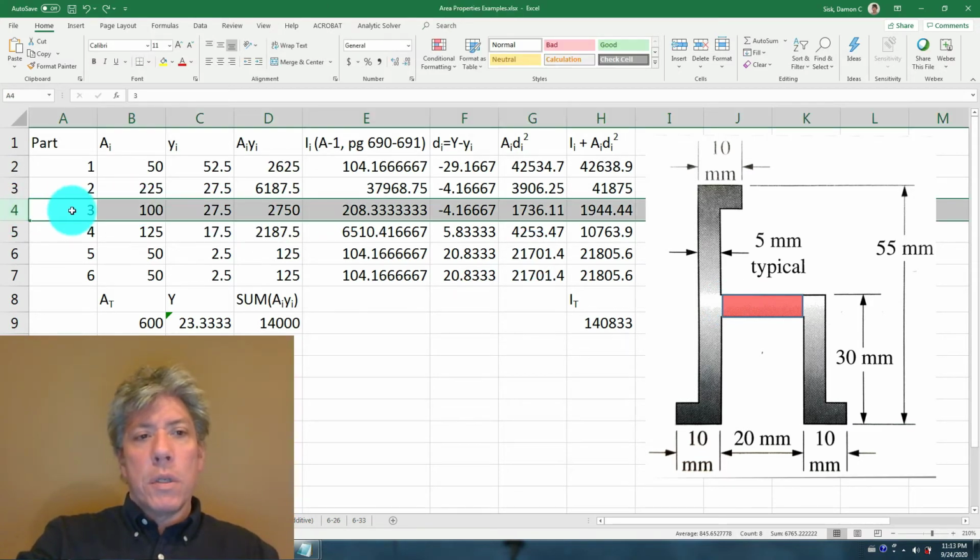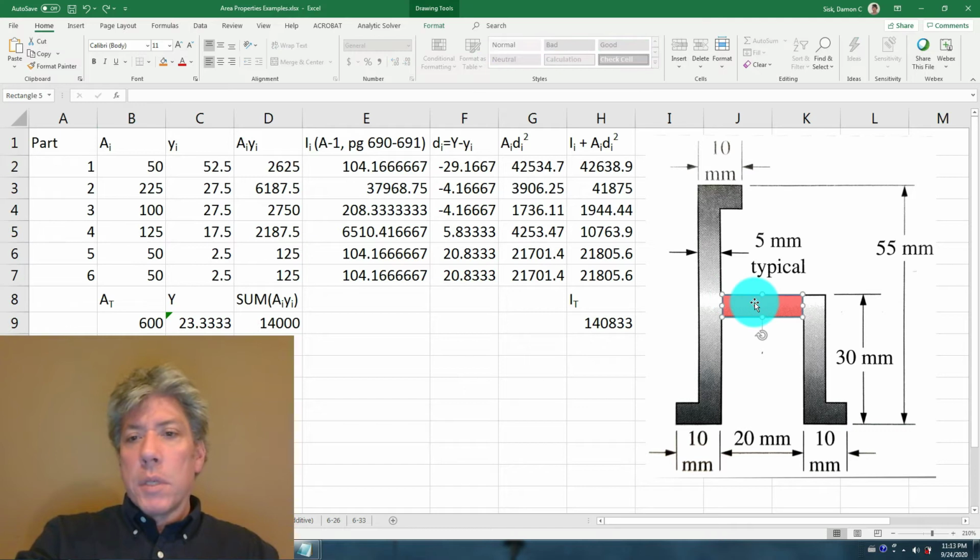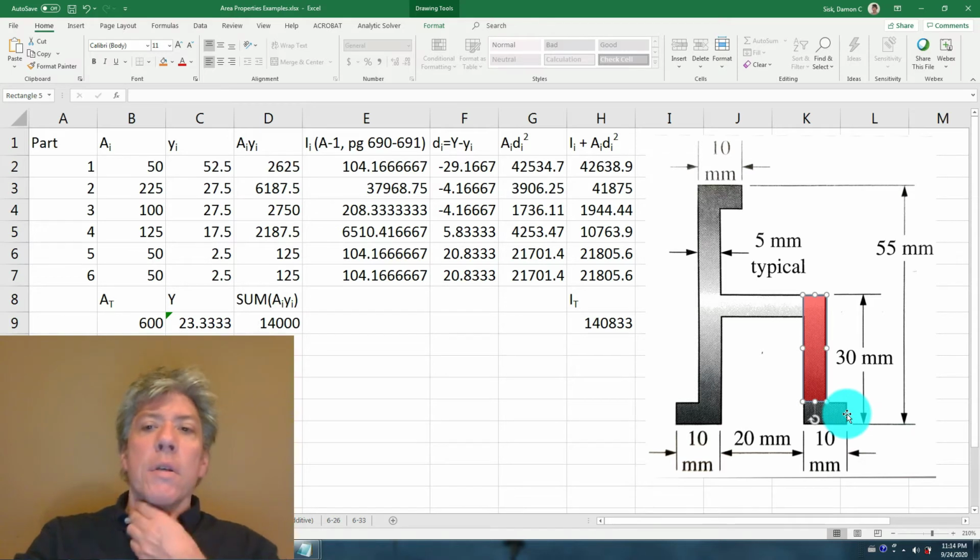So this row, or part 3, is that part I've got highlighted. And then finally, part 4 must be this other leg over here. Remember, I've already taken into account this part down here, I've already taken into account that whole foot. So I don't need to double count it. It would be a mistake to double count it.